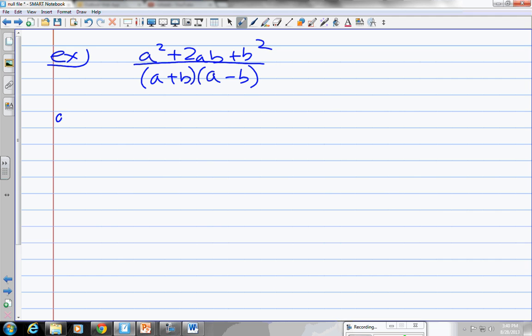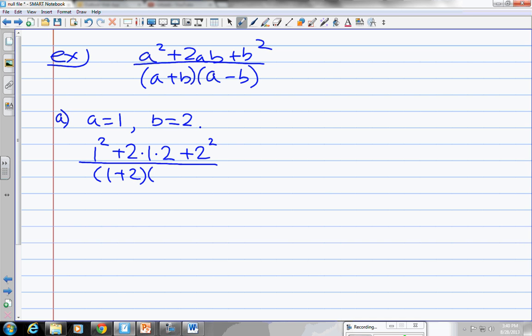And here's my first question. A equals 1, b equals 2. So can we evaluate that when a equals 1 and b equals 2? So for every a, I'm going to put a 1. For every b, I'm going to put a 2. So I'm going to write it like that: 1 squared plus 2 times 1 times 2 plus 2 squared, all over (1 plus 2) times (1 minus 2). So for every a, I put a 1. For every b, I put a 2 in this case.